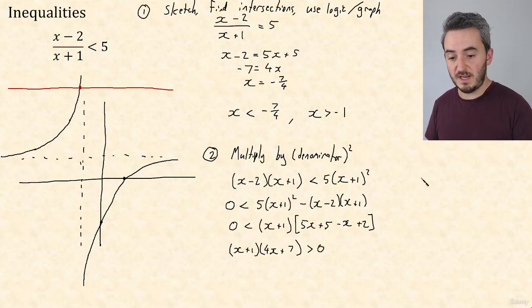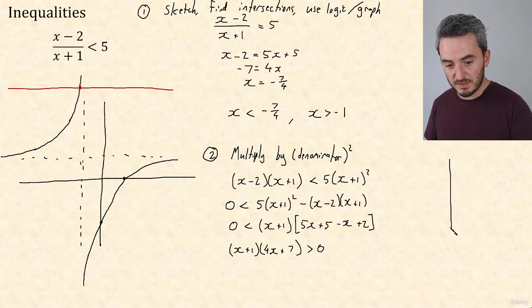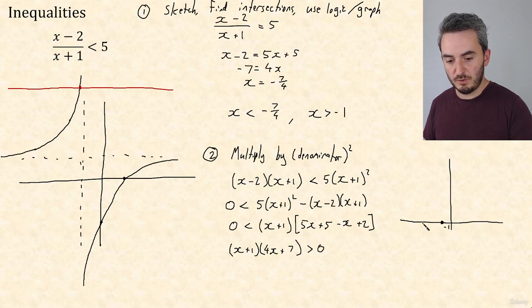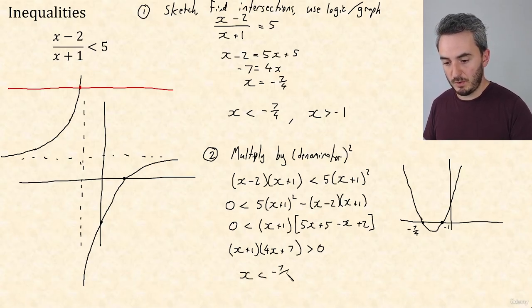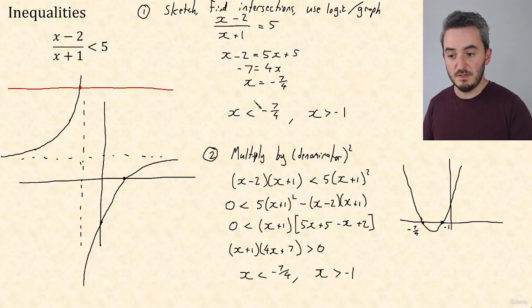And this is now just a standard quadratic inequality. How would I solve that? Draw myself a sketch. I've got one root at minus 1, one root at minus 7 over 4. Draw my quadratic. And we're saying, when is this quadratic greater than 0? Well, that's when x is less than minus 7 over 4, or when x is greater than minus 1. So you get the same answer as what we've got here without having to draw the difficult sketch.